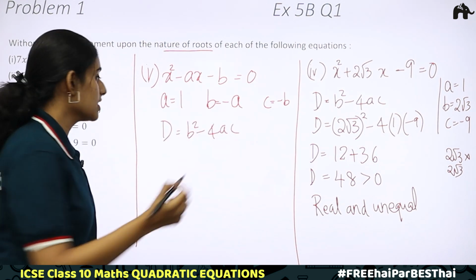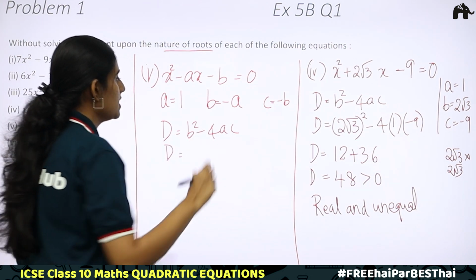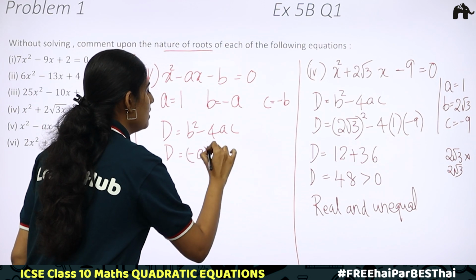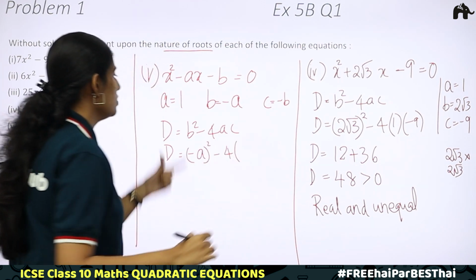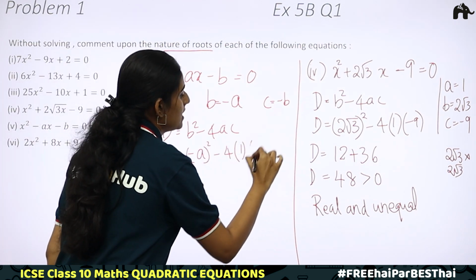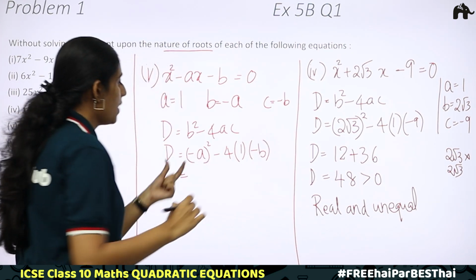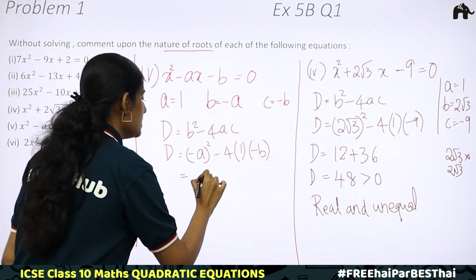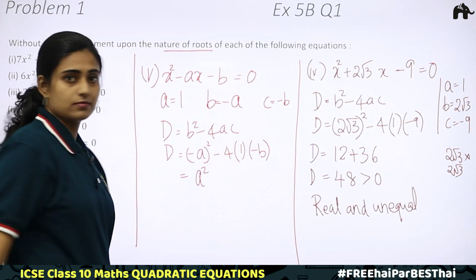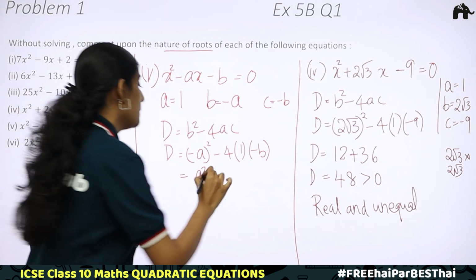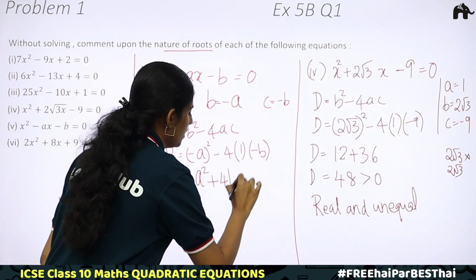Substitute the values. D is equal to B square, that is (minus A) whole square, minus 4 into A into C. A is 1 and C is minus B. Equal to (minus a) whole square, that is a square. Okay. Minus 4 into minus b, plus 4b.